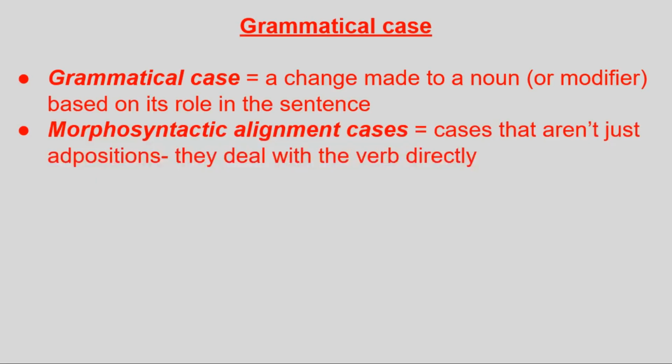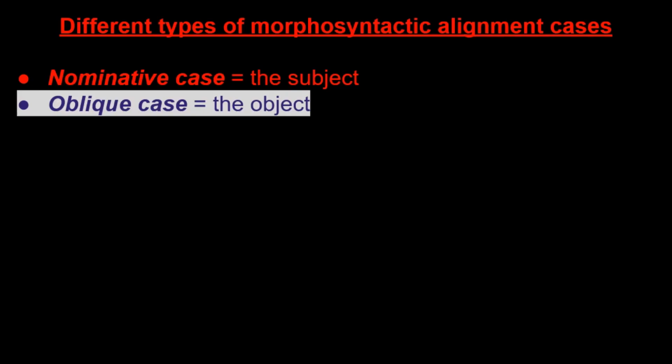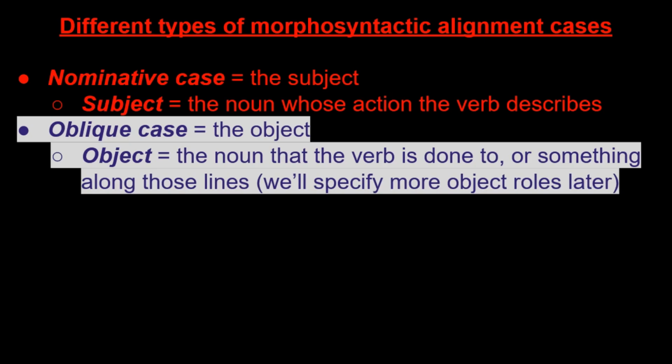The first type of case is what's known as morphosyntactic alignment cases, and I'll start on those by just explaining that dichotomy we just saw with I versus me. I is the nominative case, which is the subject of the sentence, while me is the oblique case, which is basically everything except the subject, more concisely called the object. As for those two terms, the subject is the noun whose action is described by the verb, while the object has the verb done to it or something along those lines.